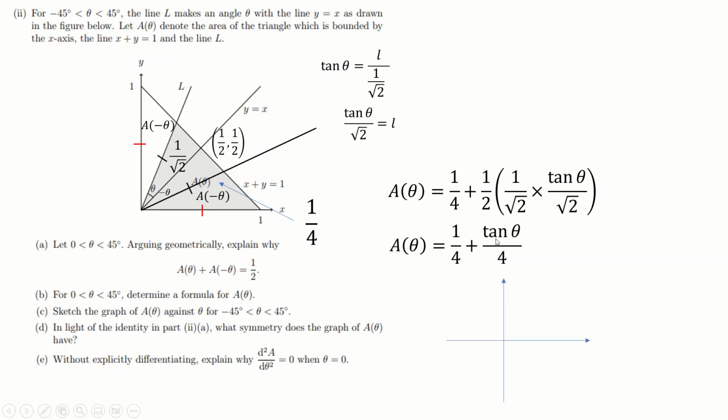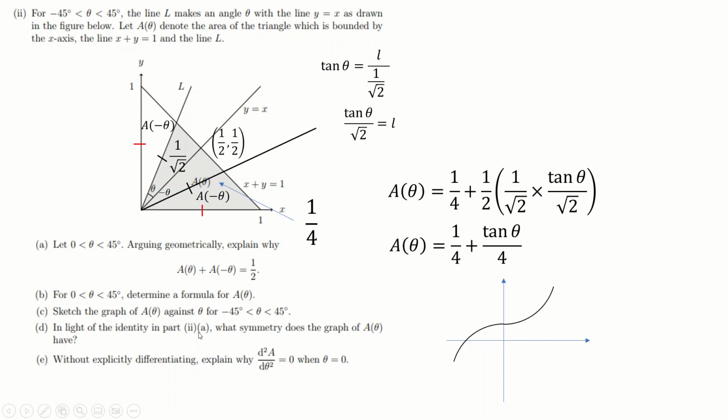Now you should know what the tan graph looks like. Between minus 45 and 45, it looks a bit like this. And the graph that we're going to sketch is that graph squashed down by a factor of 4 and then moved up a quarter. So it should look a bit like that, very roughly speaking, with this being a quarter.